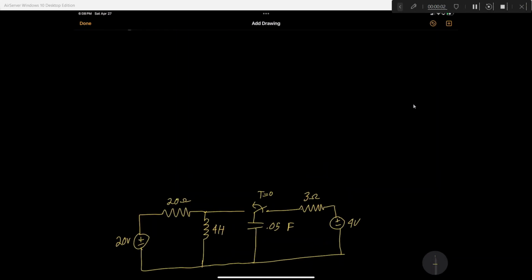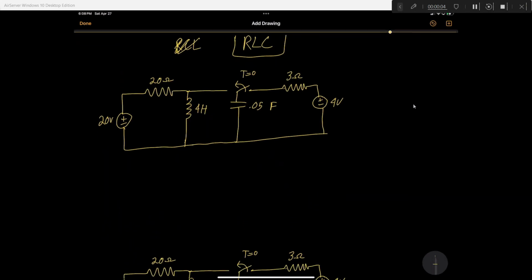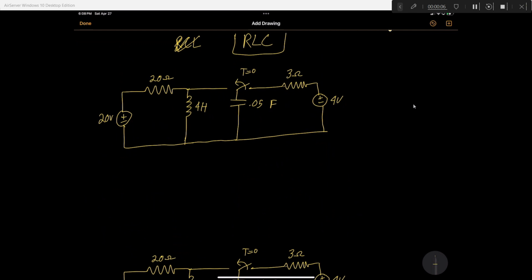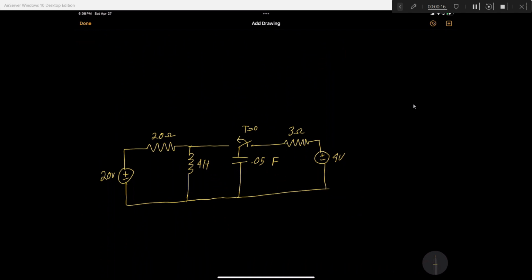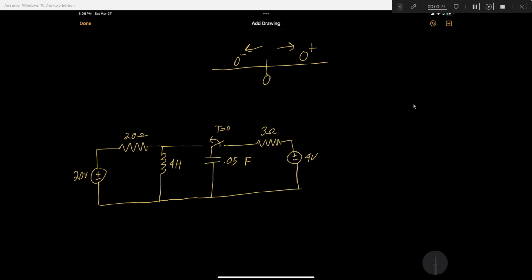Okay, so we're doing a second order example here, an RLC circuit, and we're going to go through the two steps that I like to use to solve the circuit. I like to think of it as a time before zero, right? Think of this as zero. This will be 0 minus, this will be 0 plus, right?